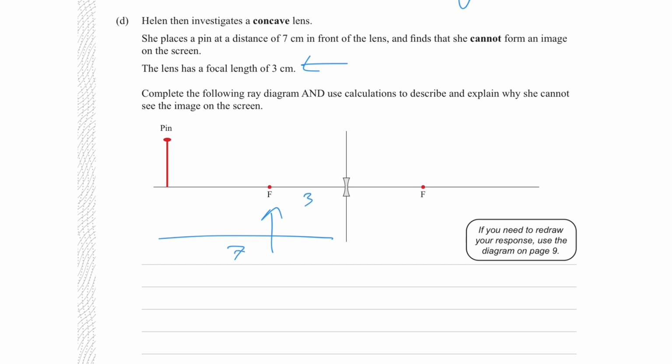It says complete the following, and she finds that she cannot form an image on the screen. Where is the screen? It's a concave lens, so the screen would be on this side.